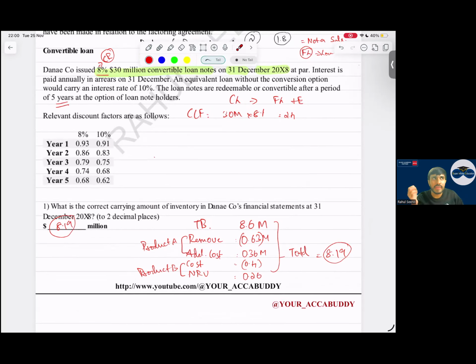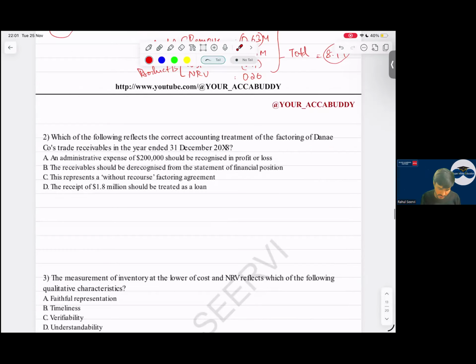If I compare FIFO and weighted average cost, that is an accounting policy, so the issue will be comparability. But why are we recording the inventory at lower of cost or NRV? For faithful representation, to show the true value of the inventory. Like impairment also: why do we do impairment? To show the true value of the asset, faithful representation. Impairment of inventory is done in IAS 2 only, not in IAS 36.